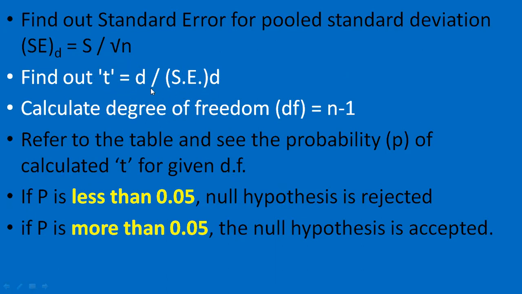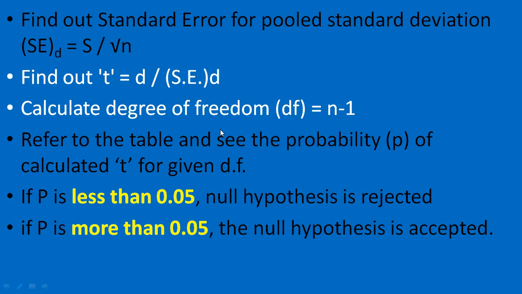After calculating T value, we go for calculating degree of freedom, which we have seen in case of the chi-square test also. But the formula here is n minus 1. So this is the paired t-test where the formula for calculation of degree of freedom is n minus 1. What is n? N is the number of observations.